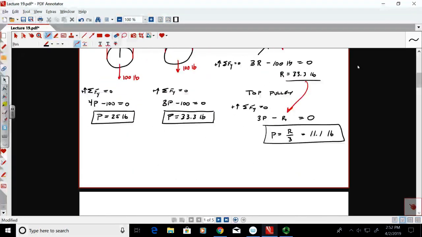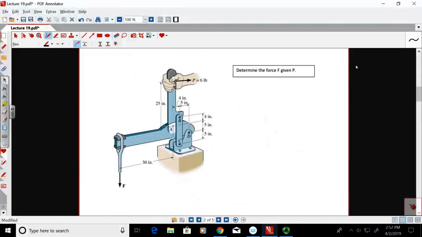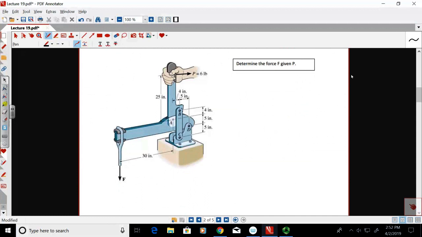Okay. What I find a lot more interesting are problems like this. Now we're going to start jumping into what I think are some of the most interesting and complex parts of statics. Now we're going to start taking things apart. Now we're going to start really getting into the nitty-gritty and getting down into the details.